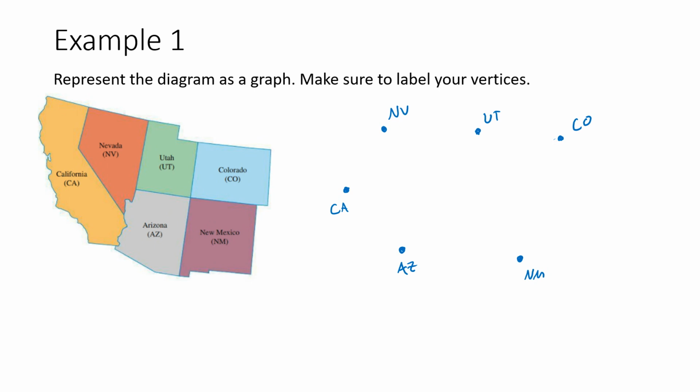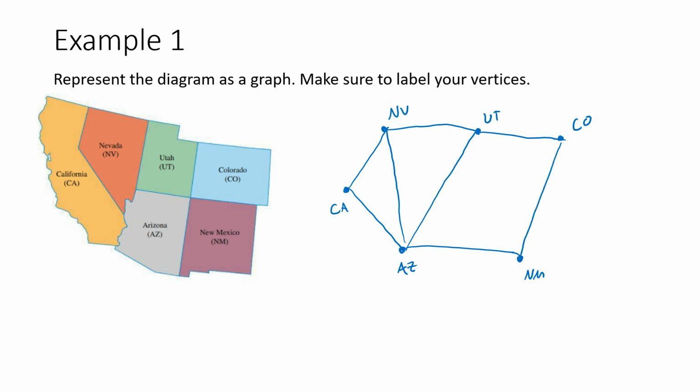I'm saying that because it pops up more than you think it does. It can be a really small edge, and that's fine. It's just got to be an edge. So California is going to be connected to Nevada and Arizona. They share a border. Arizona is connected to California, Nevada, Utah, and New Mexico. Nevada is connected to Utah, California, and Arizona. Utah is connected to, not California, Colorado, Nevada, and Arizona. Colorado is connected to Utah and New Mexico. And there we go. There's our complete graph.